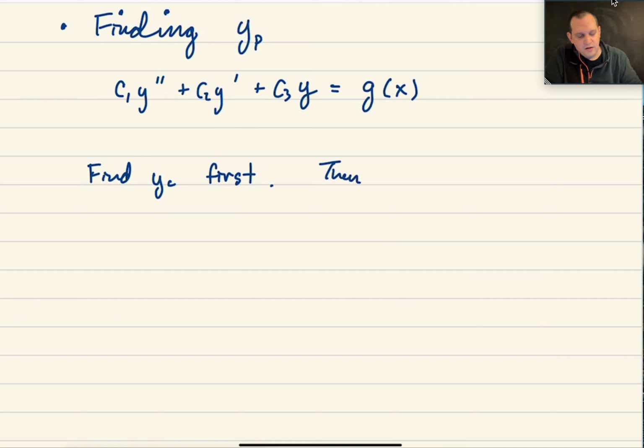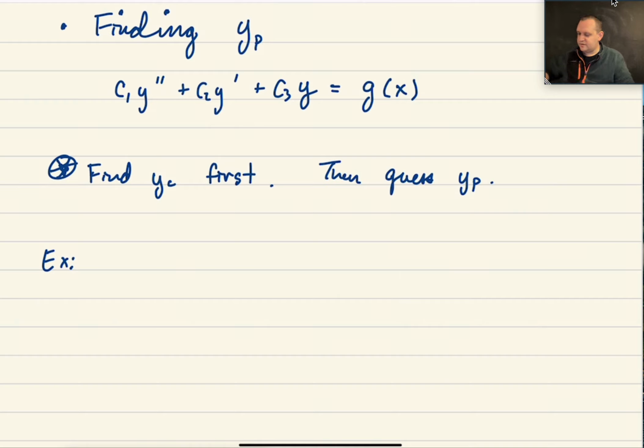Then you want to make a guess for the particular solution. Once we have a guess for the particular solution, assuming that we're guessing the right general shape, we can put them together and get the general solution. So that's really the thought process here. Find the complementary solution first, and then, once we have it, you can guess the particular solution. Let's look at a series of examples.